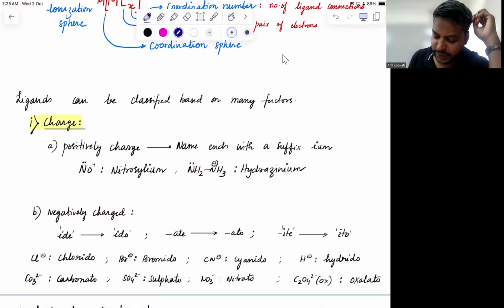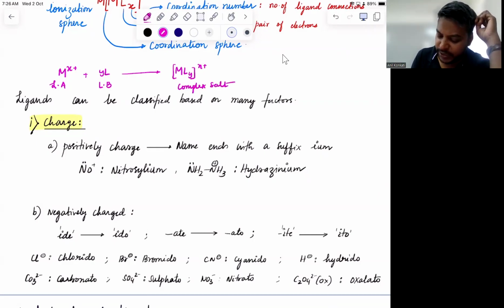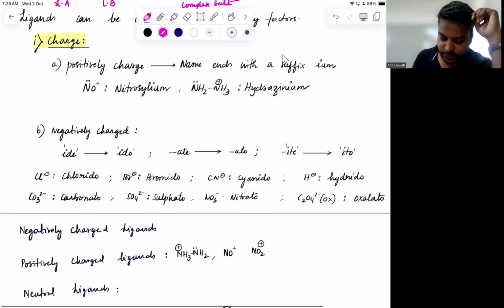Typically, you need to understand one thing: if you have a metal ion, some Mx+, let's say, this metal ion can be considered as a Lewis acid. And if you have some y moles of ligand, this can be considered as a Lewis base, to form, through an acid-base reaction, MLy to the x+ overall. This is the complex salt. So a complex salt can always be viewed as a reaction of acid and base. Next. Check out, based on charge, what would happen.